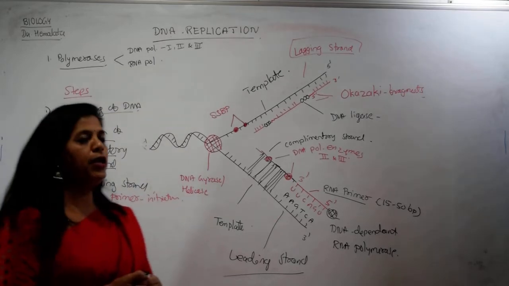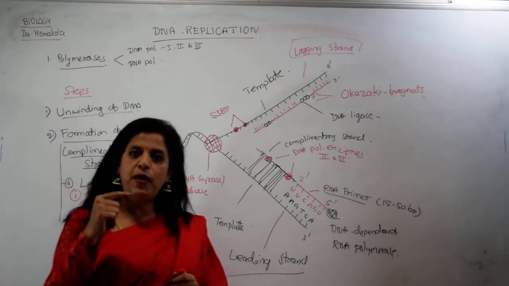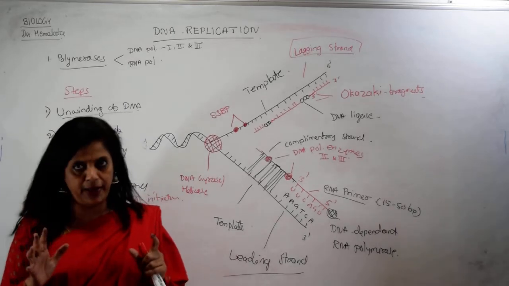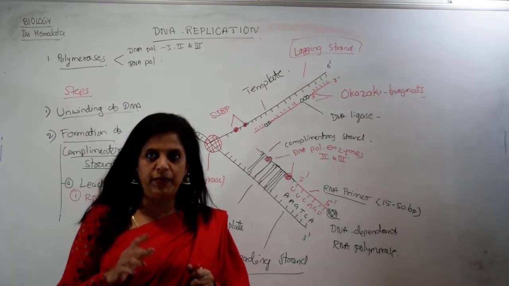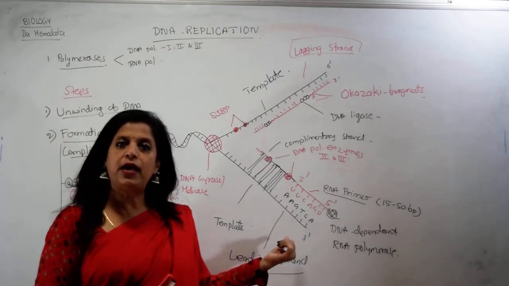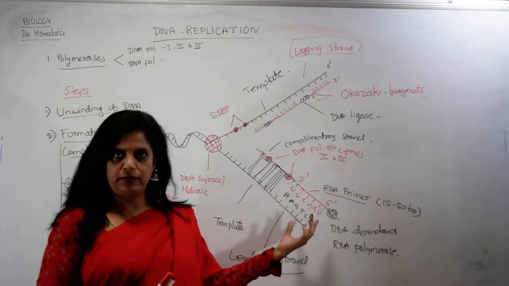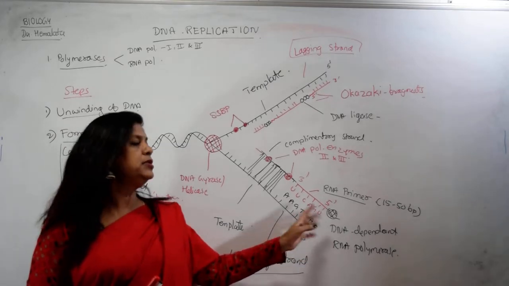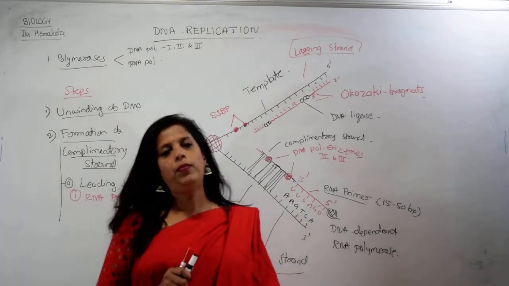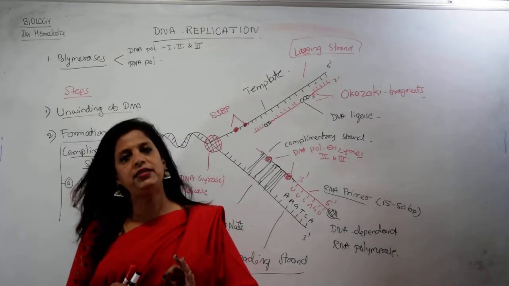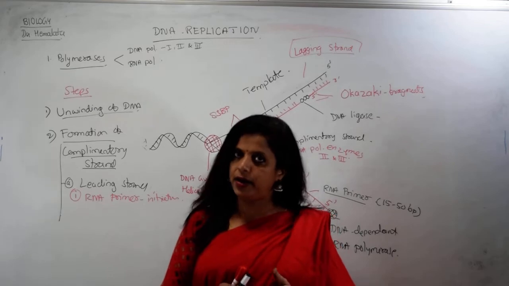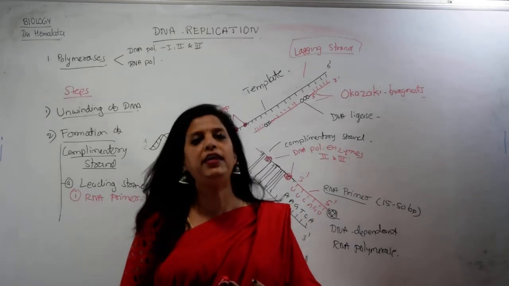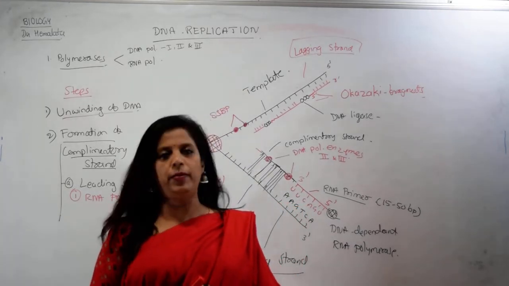First, RNA primer. What is RNA primer? RNA primer is a small strand of single-stranded RNA with only around 15 to 50 base pair length that, being complementary, binds to the leading strand through complementary base pairing. And this RNA primer is formed by the enzyme RNA polymerase. Already I told you, polymerase enzymes are those that synthesize either DNA or RNA. If it's an RNA synthesizing enzyme, you call it RNA polymerase. If it's a DNA synthesizing enzyme, you call it DNA polymerase.